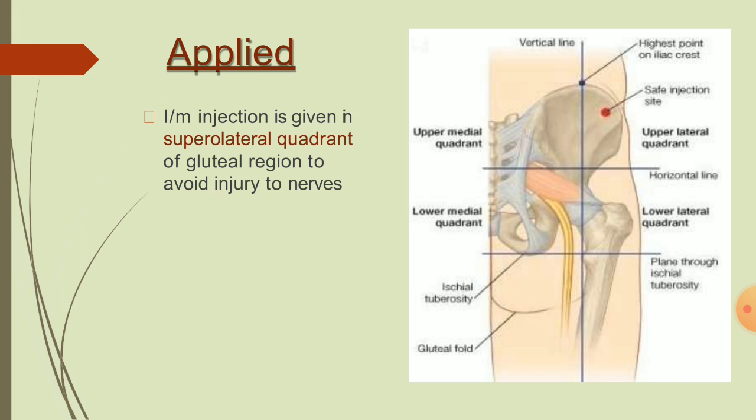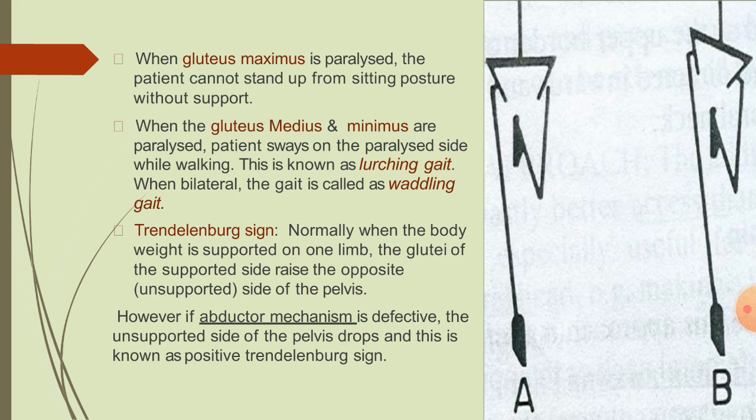Now the applied. Intramuscular injection is given in superolateral quadrant of the gluteal region to avoid injury to the nerves. In the image, we have demarcated the position for giving intramuscular injection. When gluteus maximus is paralyzed, the patient cannot stand up from sitting posture without support. When the gluteus medius and minimus are paralyzed, patient sways on the paralyzed side while walking. This is known as lurching gait. When bilateral, the gait is known as waddling gait.